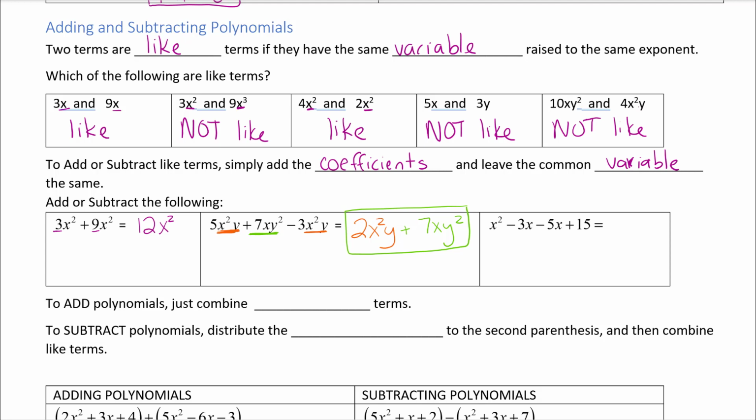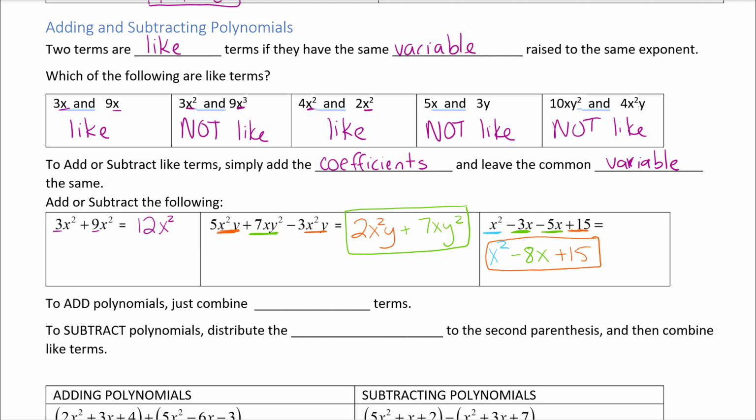I can't add all three of them if they're not like terms, okay? So on the next one, x squared doesn't have any like terms, so that's just going to stay x squared. The minus 3x and minus 5x, those are like terms. I'm going to add their coefficients, negative 3 minus 5, and that's negative 8. Because they're the same signs, add the coefficients, keep their sign. And then the last one is plus 15, and it doesn't have any like terms either. So I have combined like terms for everything that I can.